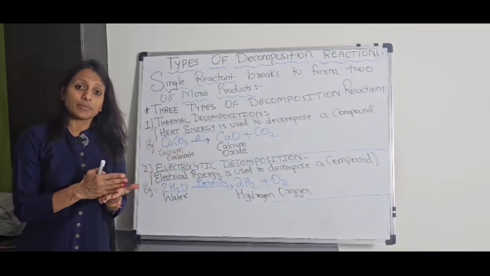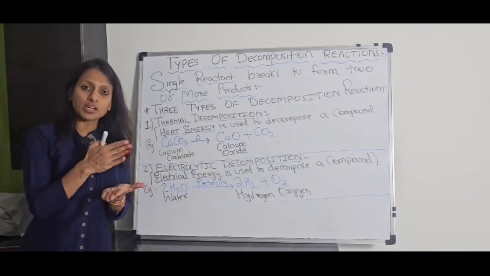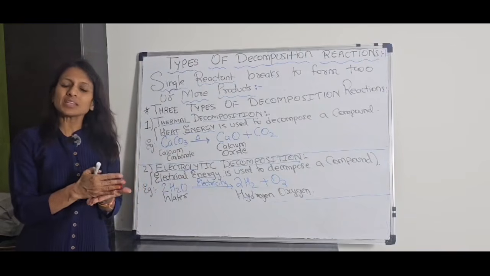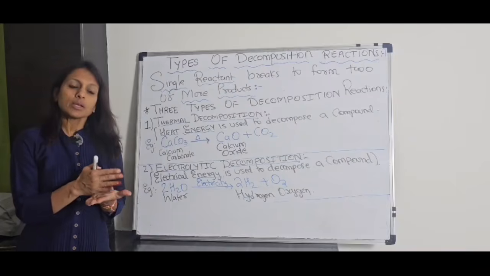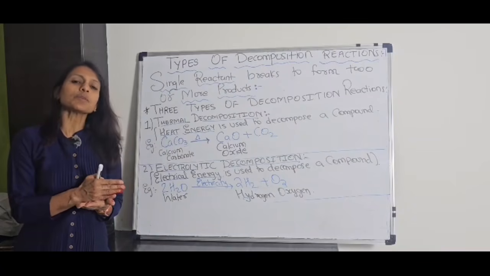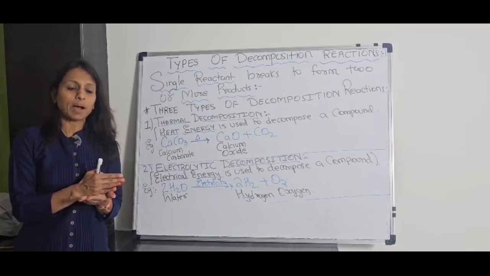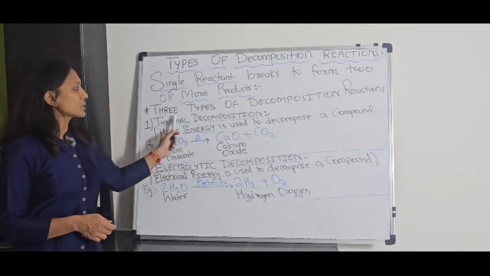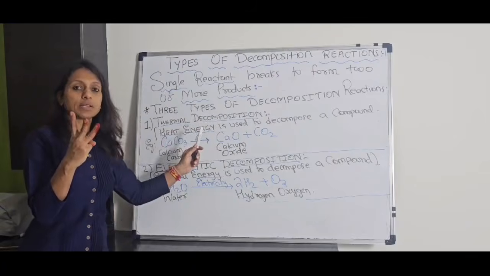Now this breaking, right? Whenever you want to break a compound, you need to supply energy. So we can say it is an endothermic reaction. Now what are the different forms of energy we can supply so that the compound will break down? Accordingly, the decomposition reactions can be categorized into three ways.